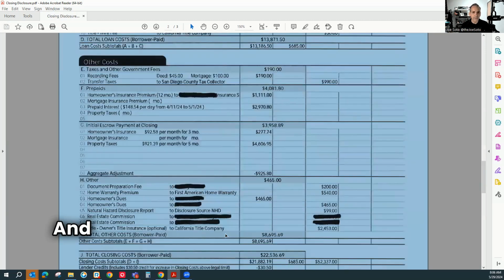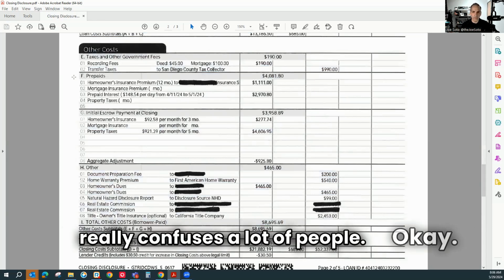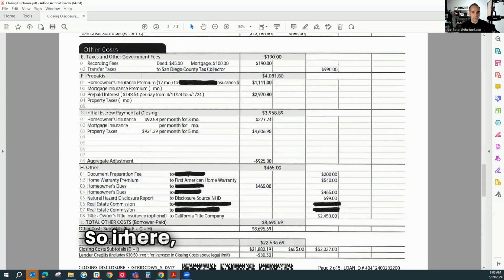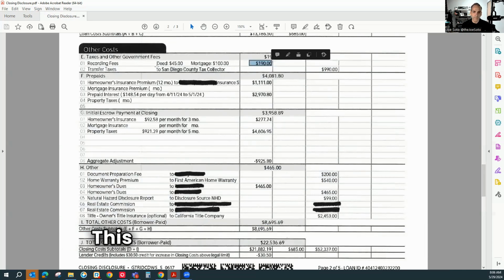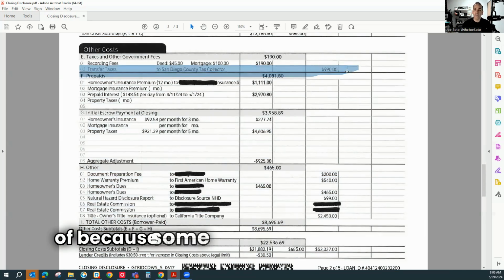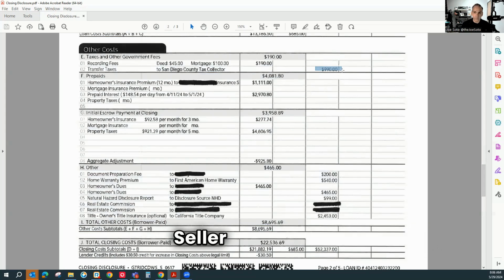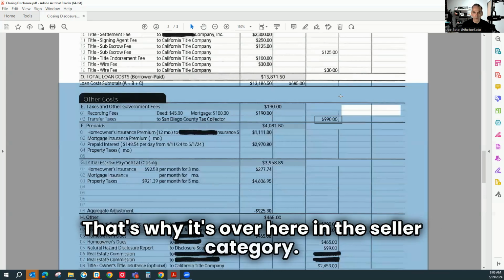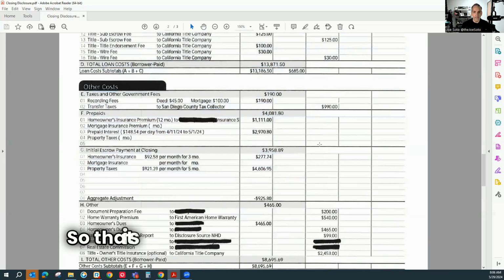Cool. And then down here, you're going to get to other costs. And this is a part that really confuses a lot of people. Okay. So in here, you have recording fees. Every county that you have to record a document with, they charge a fee. Boom, there you go. This county has a transfer taxes. So transfer taxes you have to be careful of because some areas the buyer pays for it, some areas the seller pays for it. So here, this was San Diego County. Seller pays for it. That's why it's over here in the seller category. Oops, seller pays. So that is that in there.